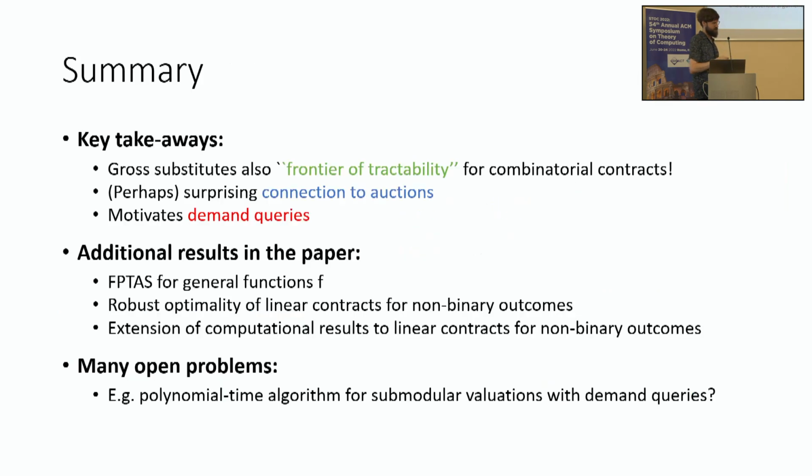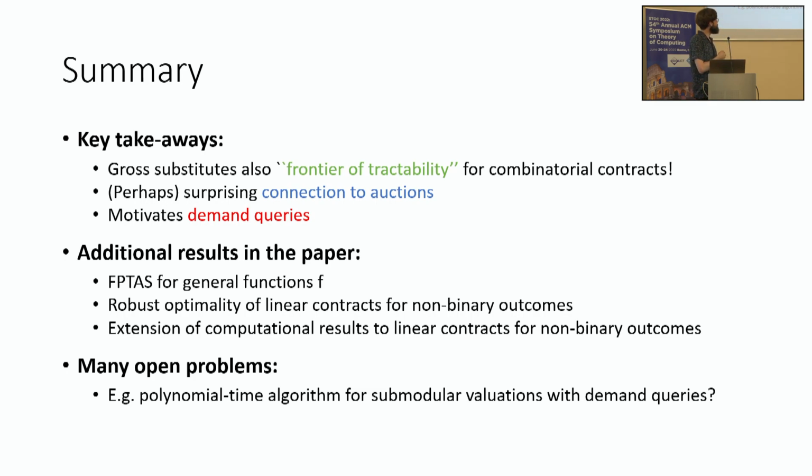So, a very nice connection to demand queries. And as I said, more high level, I also found it nice that gross substitutes being the frontier of tractability turns out to be true again, this time for contracts and not for auctions. More generally, I like this connection to auctions, which comes through this demand perspective. And think about it, it actually only motivates thinking about demand queries at all in this context.